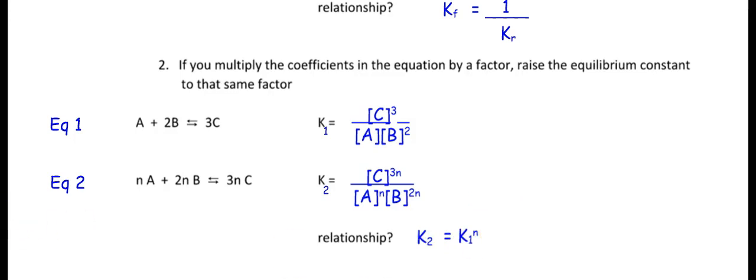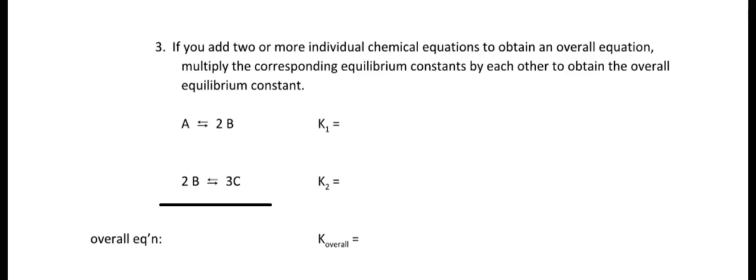Now finally, last but not least, number 3, let me scroll down here. If you add two or more individual chemical equations to obtain an overall equation, this is like Hess's law. You like Hess's law. Multiply the corresponding equilibrium constants by each other to obtain the overall. So if I'm looking at K1, wouldn't that be b squared over a? And what about K2? Isn't that c to the third over b squared? And like I said, this is Hess's law.